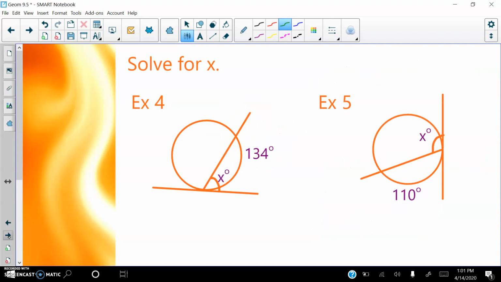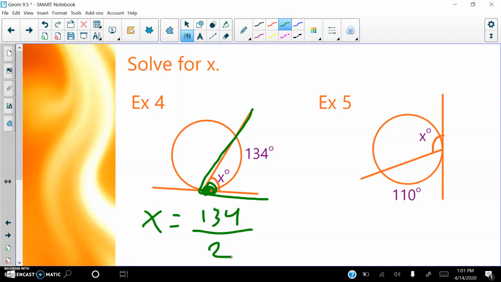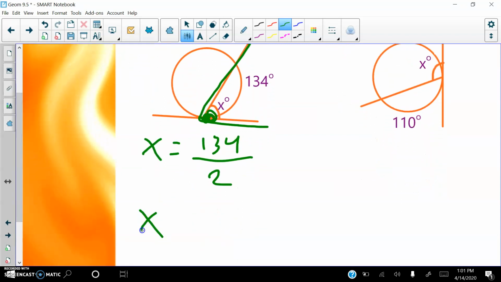All right, so this one is a little bit different, but it's the same type of thing. Hey, we have an inscribed angle right here because the vertex is on the circle itself. And our rule is that the angle has to be half of the arc. So x is just going to be 134 divided by 2, and we get x is 67 degrees.